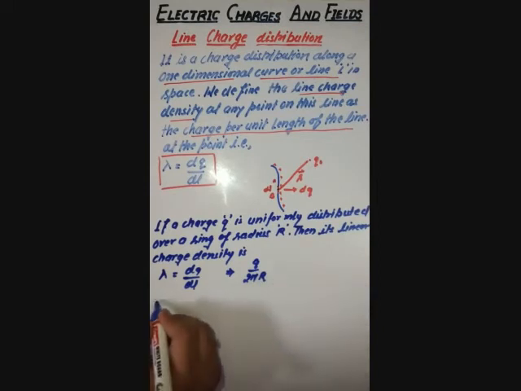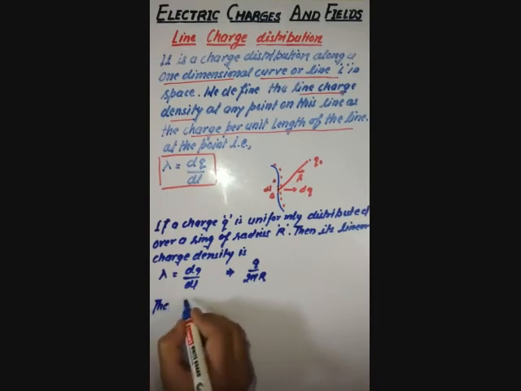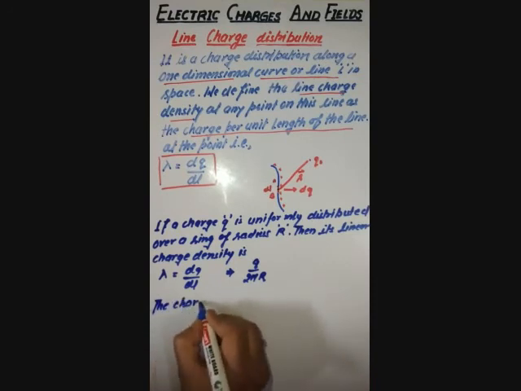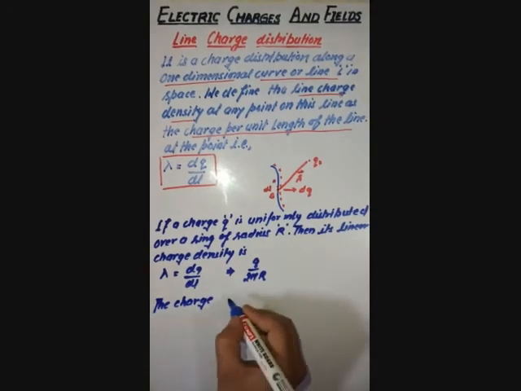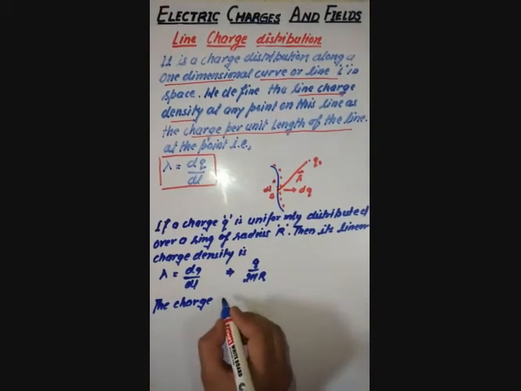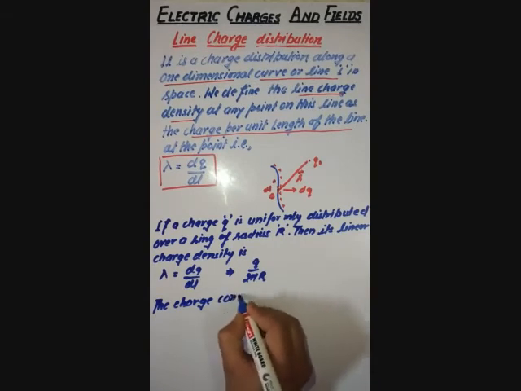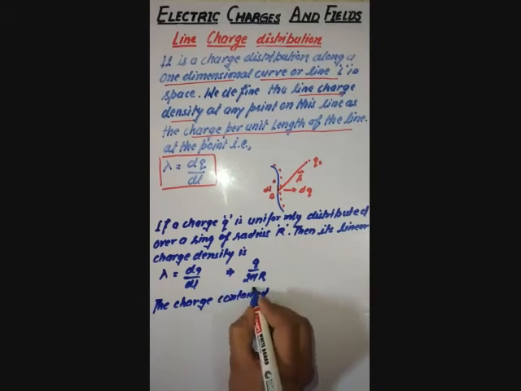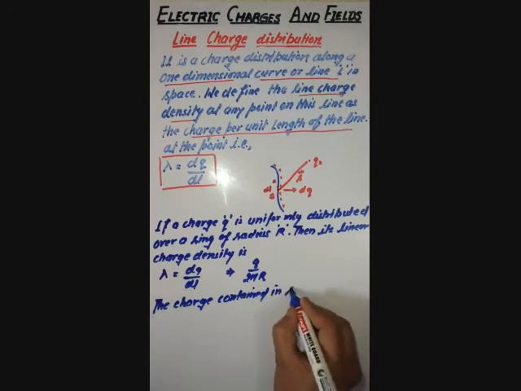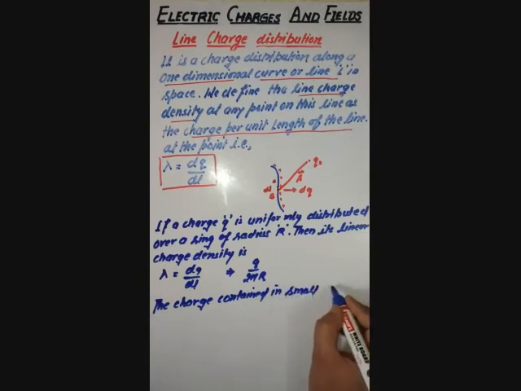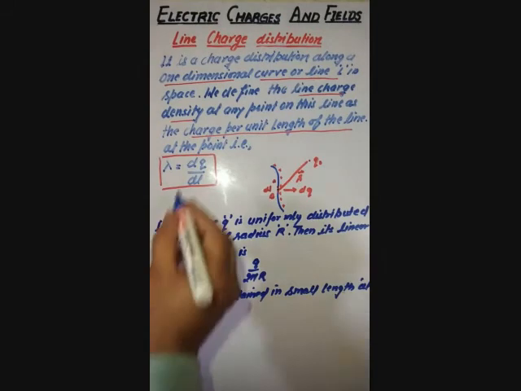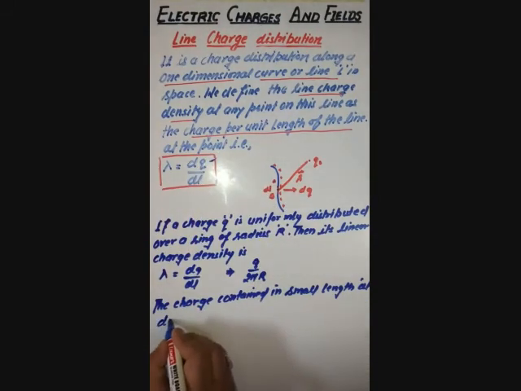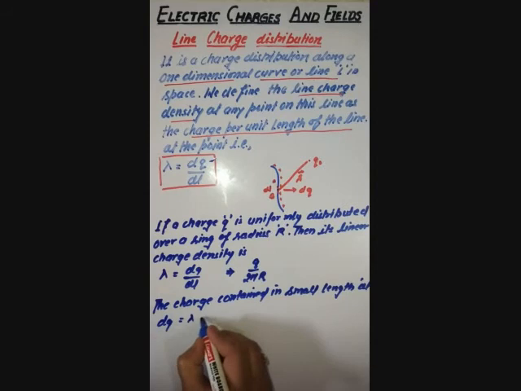Okay, the charge contained in a small length dl is dq equals lambda dl.